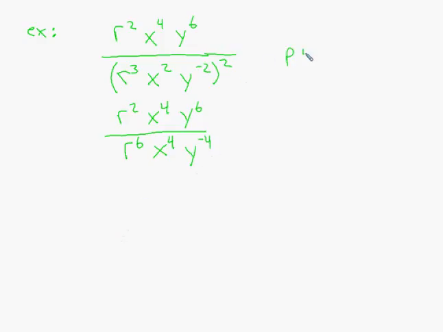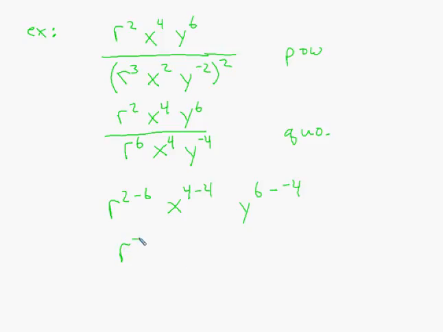Okay, so we did power rule. Now we're going to do quotient rule. Do you see why? So what do I do with my exponents? Quotient rule. So I have 2 minus 6, 4 minus 4, and 6 minus negative 4. Do you see where I got that?